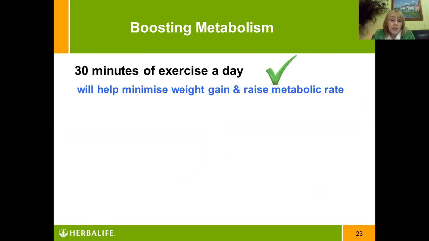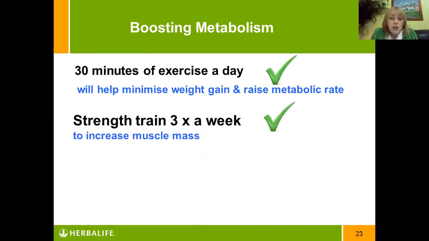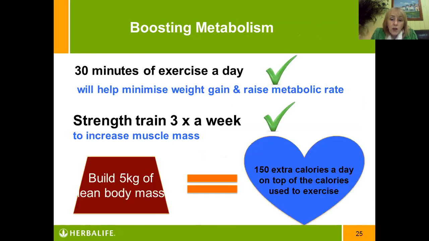So to boost your metabolism, you do 30 minutes of exercise a day that helps minimize weight gain and raise your metabolic rate, and you strength train 3 times a week to increase muscle mass. So if you work on building your basal metabolic rate and also boosting your metabolism, that would help you to build an extra 5 kilos of lean body mass, which will equal an extra 150 calories a day on top of the calories that you use to exercise. So by increasing your lean body mass by 5 kilos, you will burn an extra 150 calories a day.